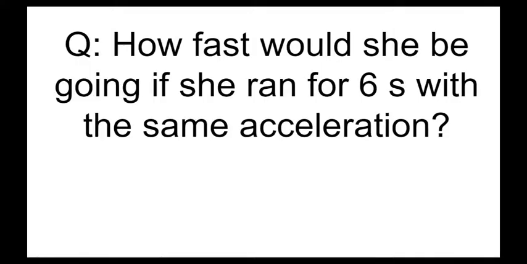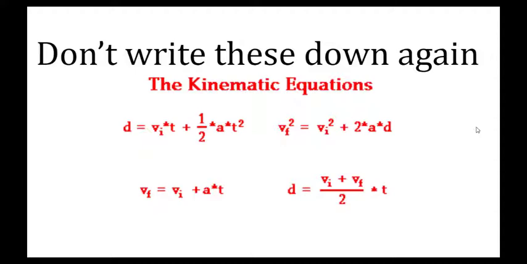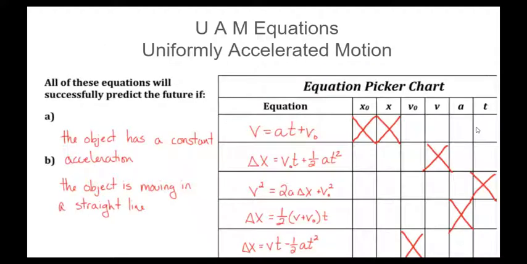So then I started thinking, how fast would Harriet be going if she ran for 6 seconds with the same acceleration? Well, I need some equations to help me make those predictions. Lucky for you, we have some. Now, I don't want you to write these down again because, in fact, there's a better form that I like in a nice little picker chart that I think is going to make your lives much easier. This is definitely what I would like you to write down, recreate this exact chart, make it in a way that you can utilize it, because it's going to make your life better when you want to predict motion.